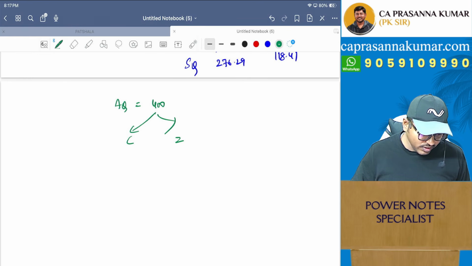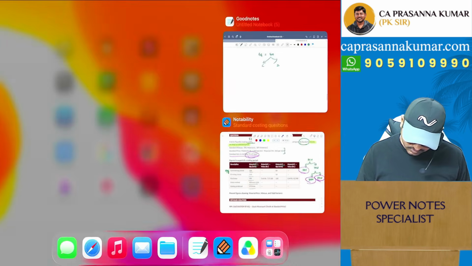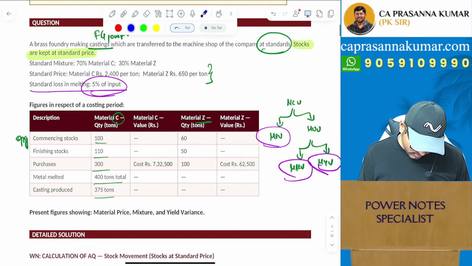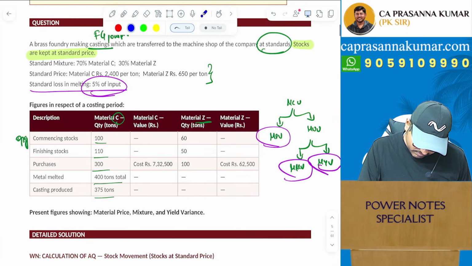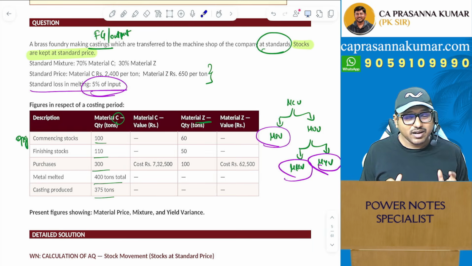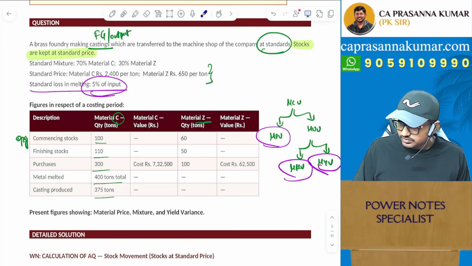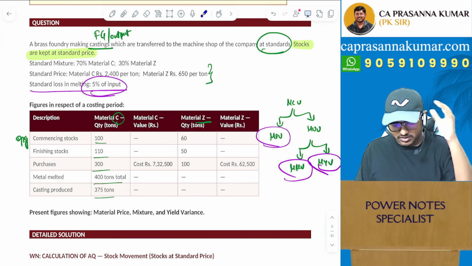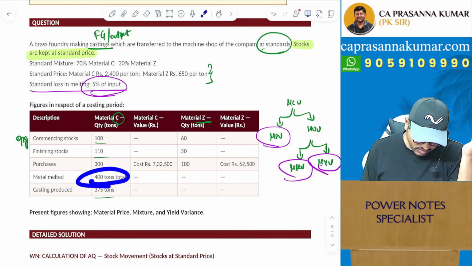Actual ratio. Do I know what is actual ratio over here? Look at the question. Do I know what is the actual ratio? How much should I be taking? You people tell me. 400 tons is total, Nana. How much should I be taking for material C as well as material Z? You might be asking me, sir, actual quantity is 400, sir. What mix we need to take?